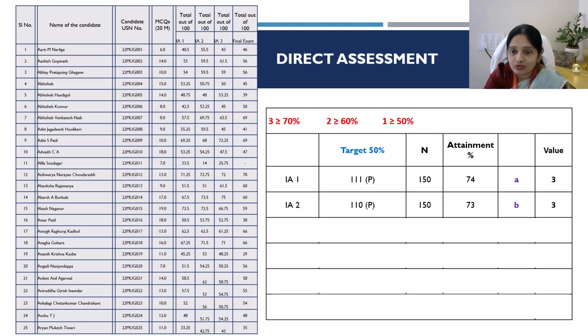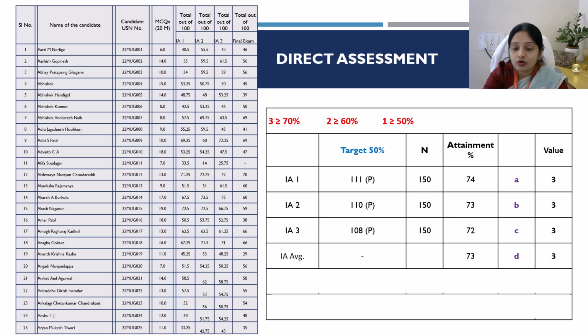So in the IA2, 73% students have got more than target score. That means more than 70, so B's value, how much we got? 3. Now IA3, again 72% is the number of students who got more than attainment. That means again the value C should be 3.